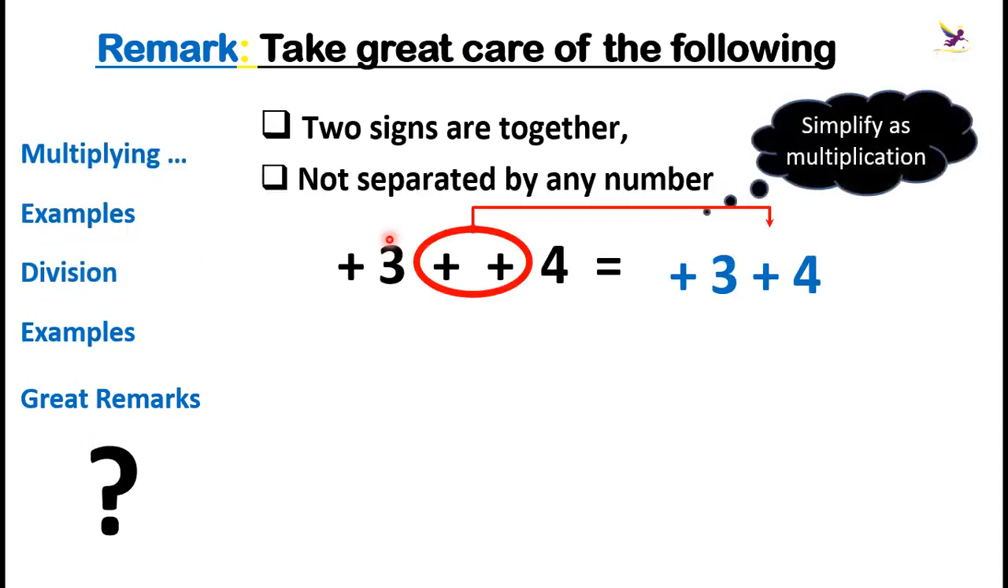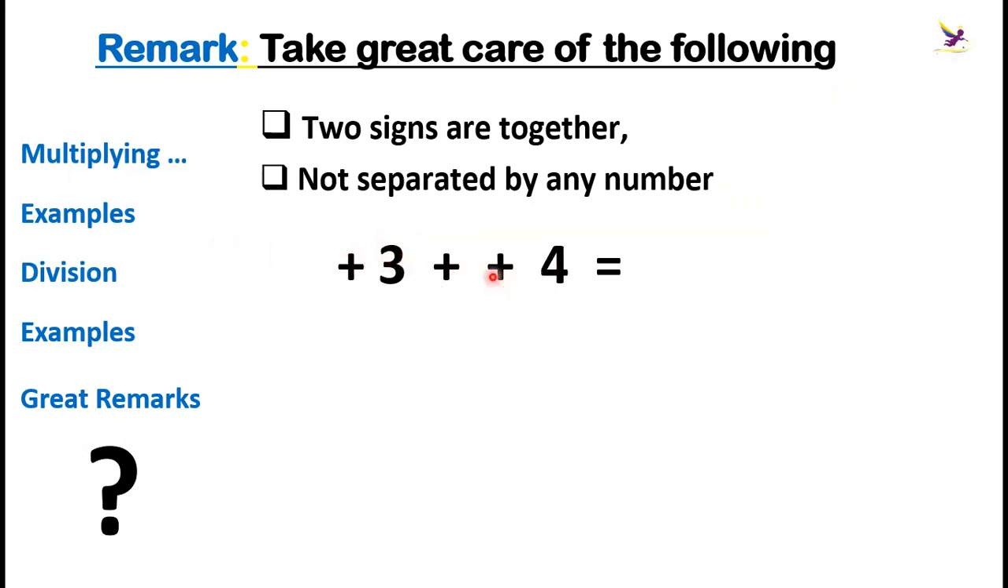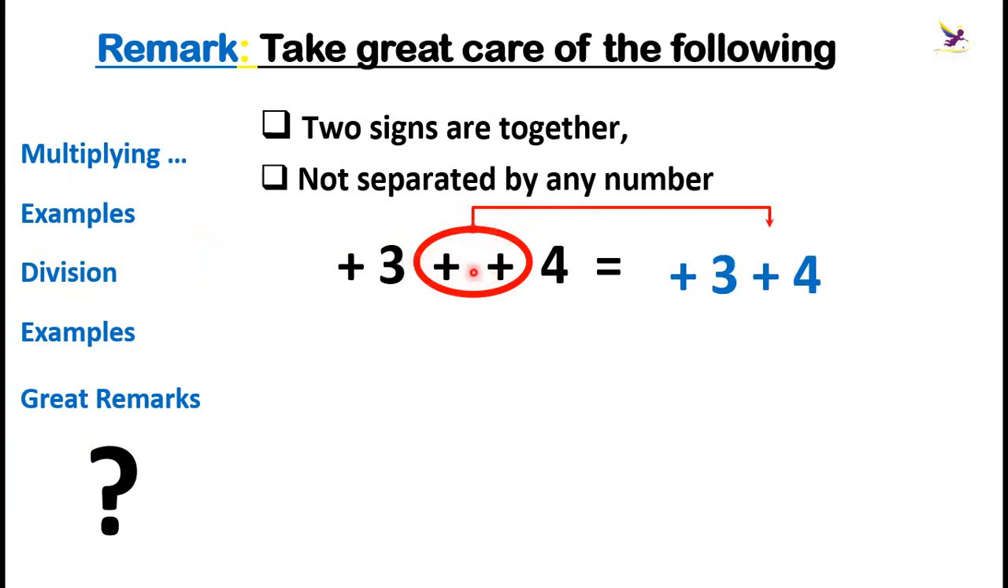Okay, so I want you to also note this, like plus 3 plus 4. Look at it again very well. Plus 3 plus 4. Students make a mistake when you have two signs not separated by any number. Look at these two signs here, not separated by any number. Can you see? When you have two signs not separated by any number, to simplify this, how you write it, these 2 plus will become just a single plus.